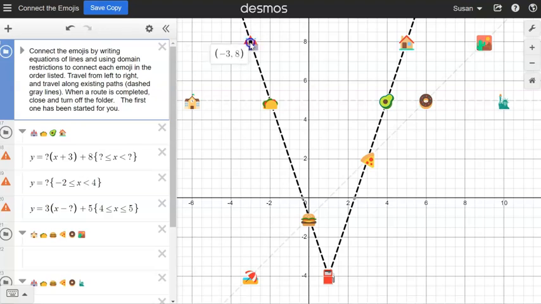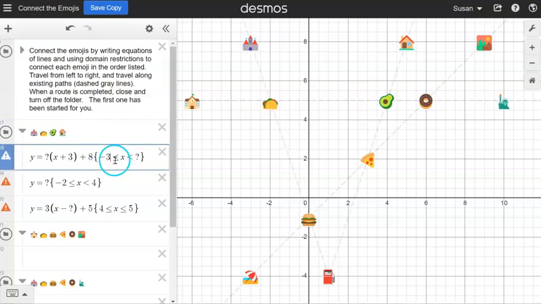So the first point is -3.8. That's where the castle is. And it went to -2.5. So I'm going to click and hold this one. I don't know why that one won't stay, but it doesn't. So notice the x value was -3, and then the x value was -2. So that's telling me my domain went from -3 to -2.